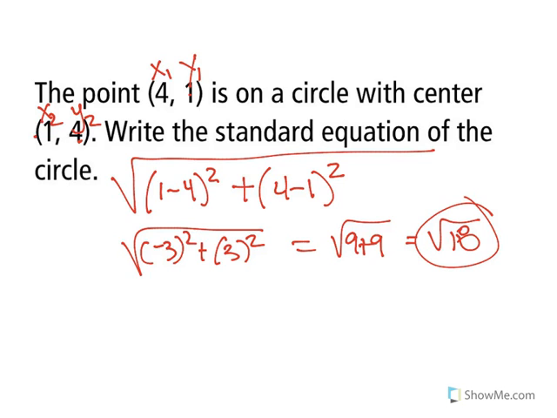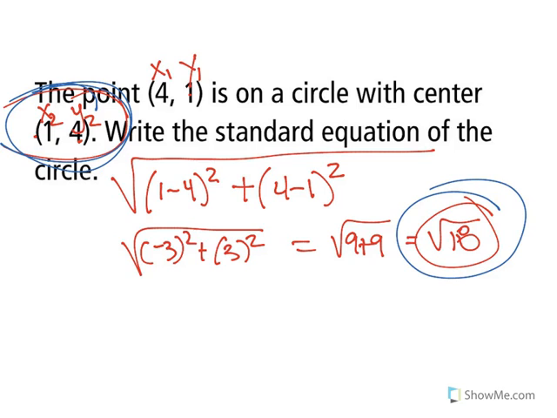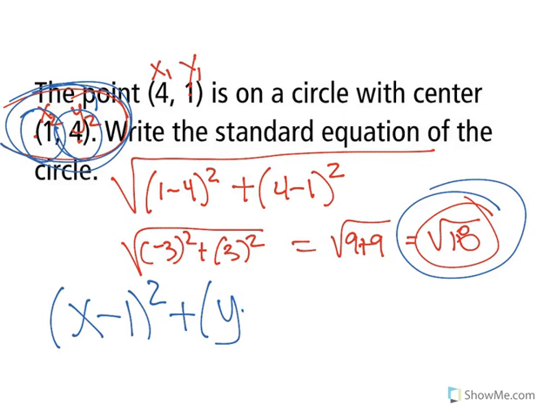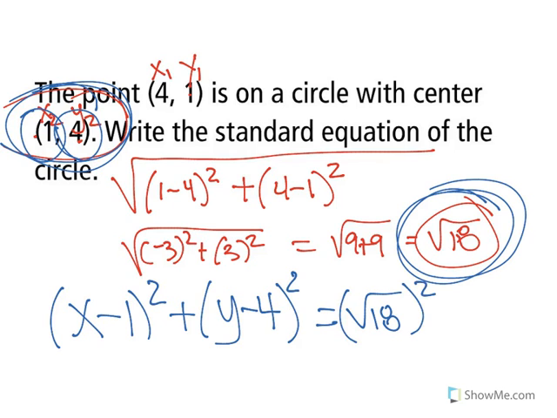So now we can take the center and our radius, remember that's what we were finding out, and put it into our formula. So x opposite of x, minus 1 squared, plus y opposite of y, minus 4 squared equals our radius squared. Well, why leave it as a square root? Because when you square a square root, you just get the radicand. So all of that really just equals 18.